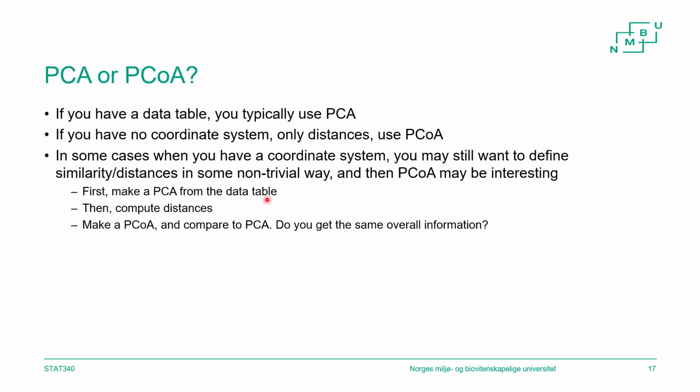Then you first make PCA from the data table, compute some distances, make a principal coordinate analysis on the distances, and compare this to the PCA. Do you get the same overall information? Well, most of the time I would say yes, unless the similarity is really different from the Euclidean or ordinary distance metric, as we will talk more about next week. So let's have a look at an R session here at the end to see how we can do this principal coordinate analysis instead of PCA.